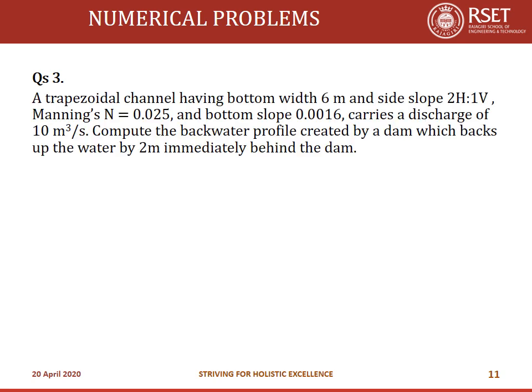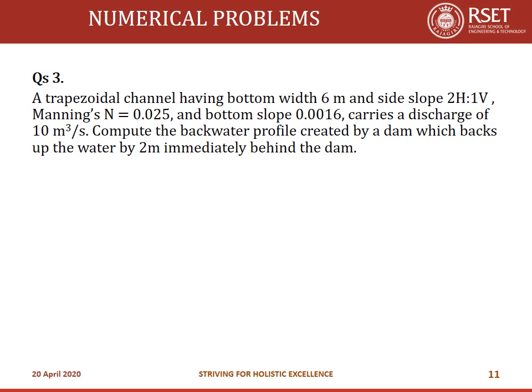So we'll go on to another problem. This one is of a trapezoidal channel. So the formula for area and wetted perimeter would change. Remaining would be the same. Everything would be the same except for the formulas for area and wetted perimeter.